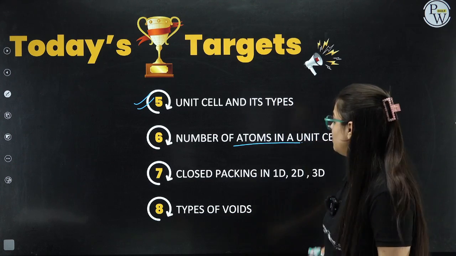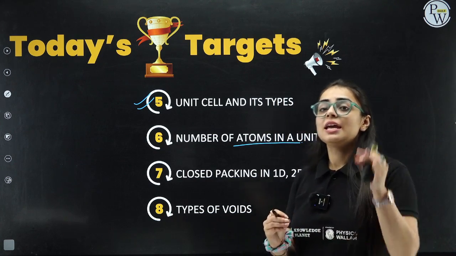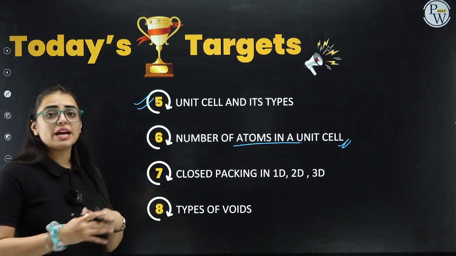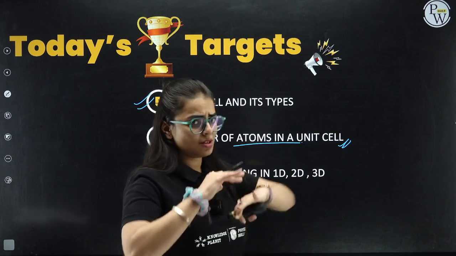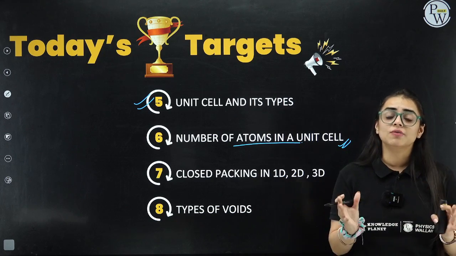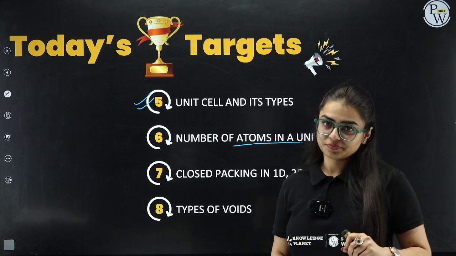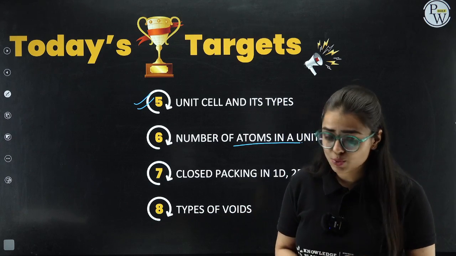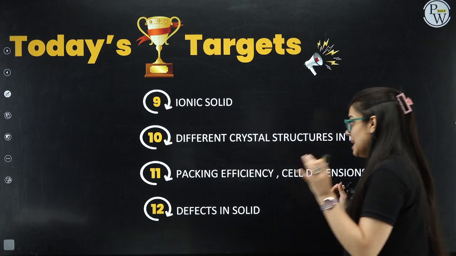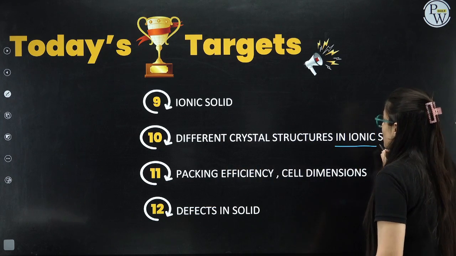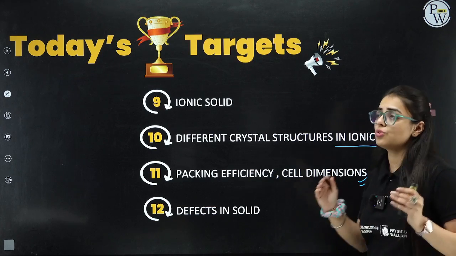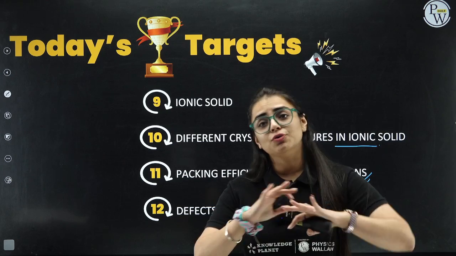Moving on to the next one, we will be understanding about close packing in 1D, 2D and 3D. The next part will be about types of voids. Now, what is voids, ma'am? This is a new word. Void is basically the empty space that we observe when atoms are joined together. So we shall be understanding about them as well. Moving on to the next part, we will be covering ionic solids, and then the different crystal structures in ionic solids. Then will be packing efficiency and cell dimensions. Yet again, the most important topic from which you are going to observe a lot of questions.